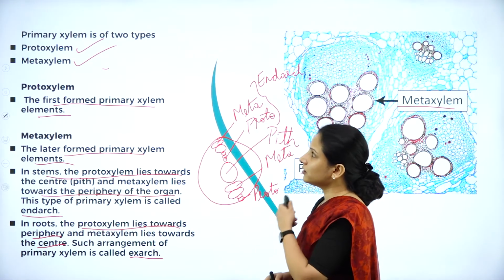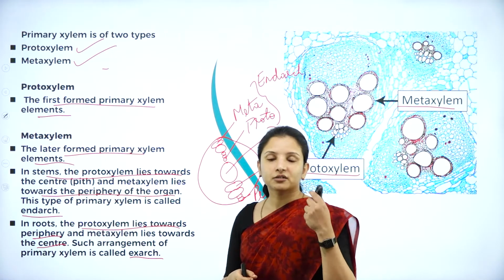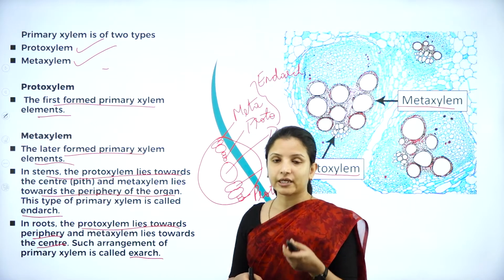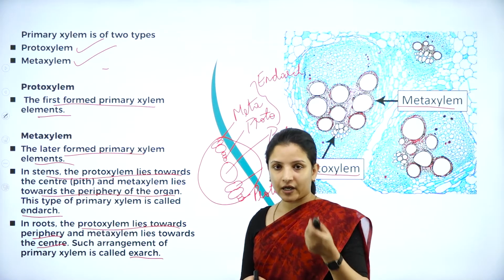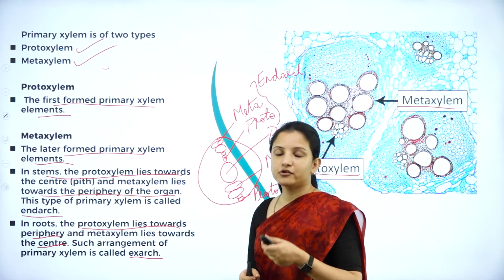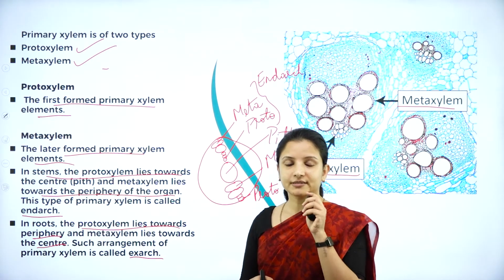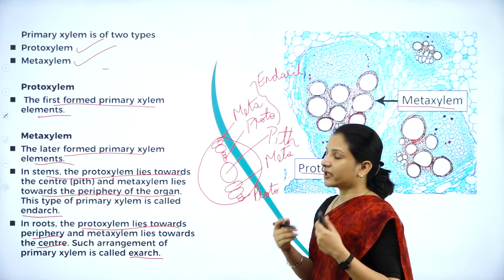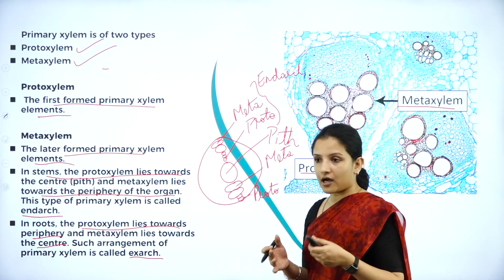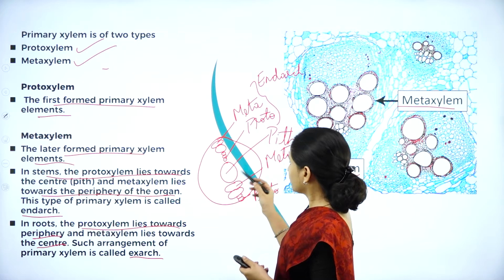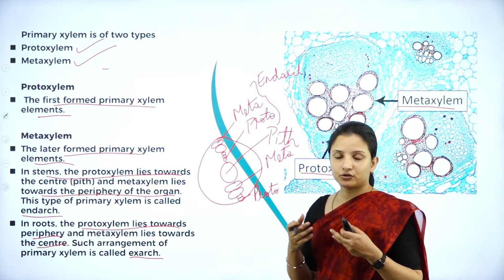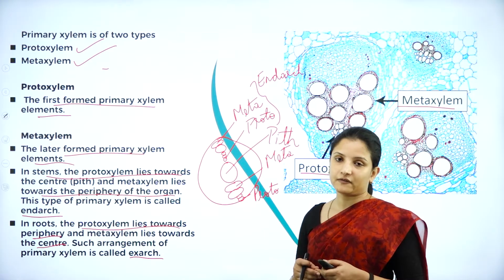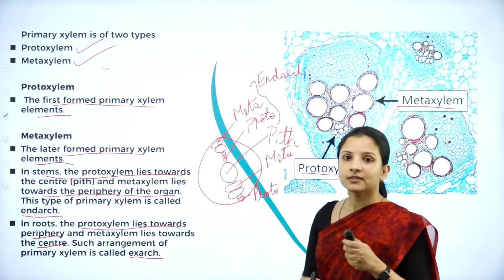So what did we learn here? Primary xylem is of two types, that is protoxylem and metaxylem. Depending on the position of the protoxylem and the metaxylem, we can find out the condition. Usually the protoxylem will be present towards the center and the metaxylem will be arranged towards the periphery. Such a primary xylem is called endarch. And in the case of roots, the metaxylem will be present towards the center or the pith and the protoxylem will be present towards the periphery. Such a condition is called exarch.